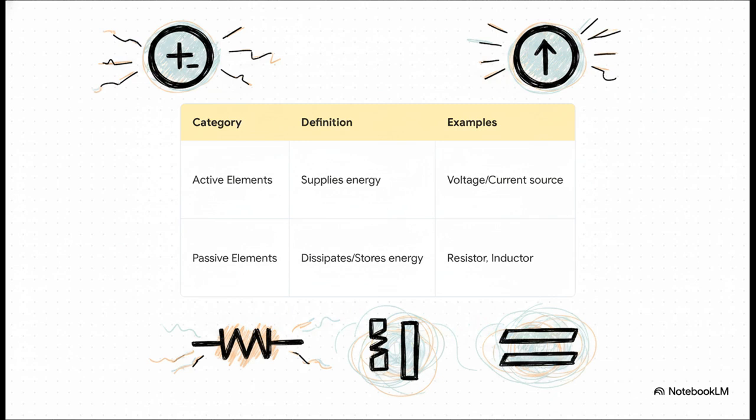Honestly, it's all about energy. Active elements are the givers. They supply energy to the circuit. Think of your everyday batteries, your voltage sources, and your current sources. Passive elements, on the other hand, well, they're the takers, or sometimes the hoarders. They either dissipate energy, like a resistor, or they temporarily store it up, like an inductor or capacitor.